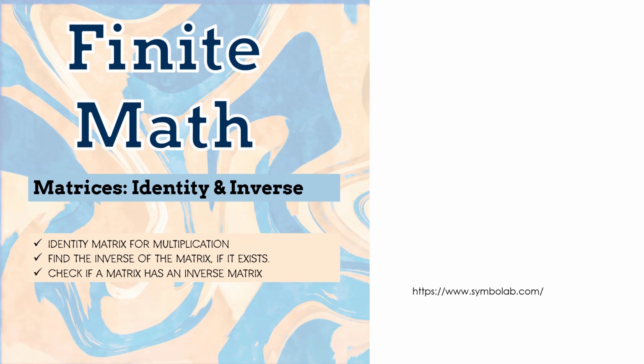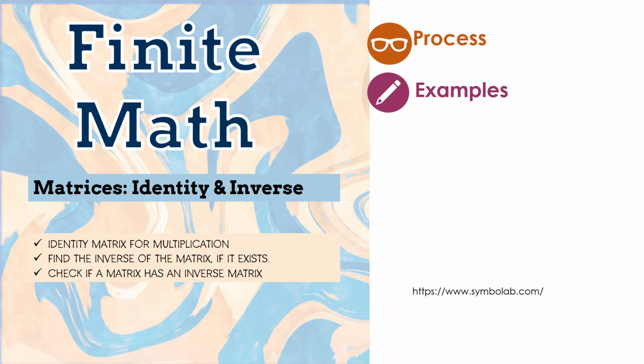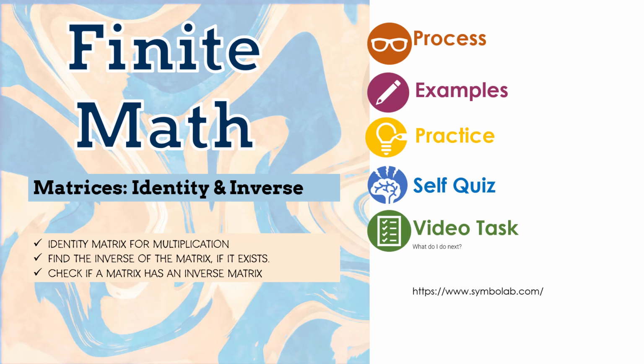As you go through this video, you're going to notice some icons in the top left. When you see this icon, we're just talking about the process. I'm going to show you some examples. You're going to do some practice, and then a self-quiz to see how you're doing. Finally, what do you need to do to get good at this? We're going to be using symbollab.com for this video.